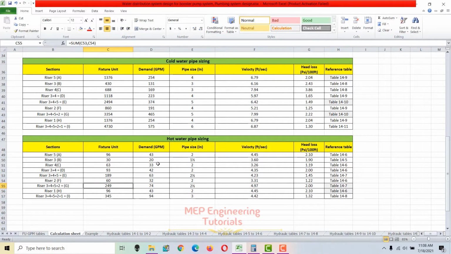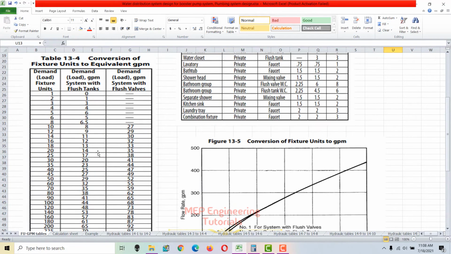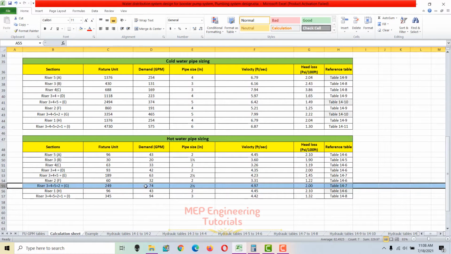Now we need to calculate the GPM for this hot water supply pipe sizing. So how will we get the GPM? Same as before, we have to use the 13-4 table. This table is used for fixture unit to GPM. The fixture units here are 249.